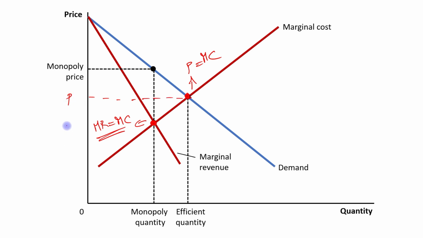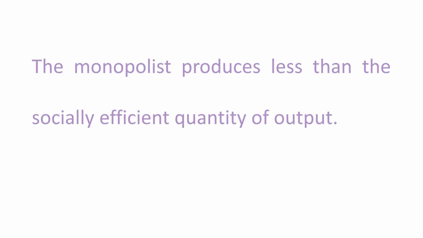Now we can clearly see that a monopolist is charging a higher price, right? The monopolist produces less than the socially efficient quantity of output.